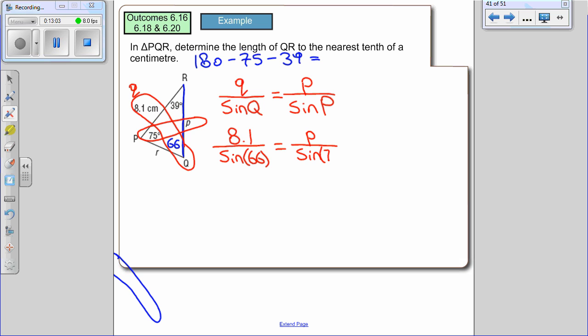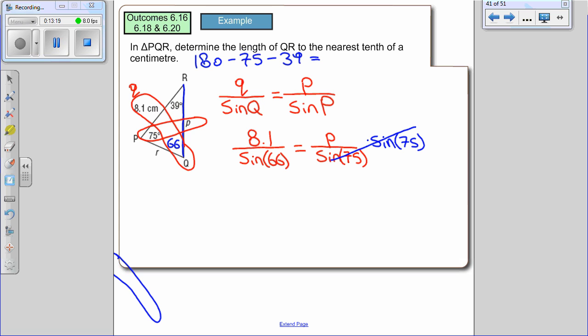If we want to get the p all by itself, what we're going to have to do is multiply both sides by sine of 75. So they cancel out. What you do to one side, you have to do to the other. You punch that thing in your calculator, and that'll give you your answer. So we go sine 75 times 8.1 divided by sine 66, and you get p is equal to 8 point, it says nearest tenth, so 8.6 equals little p. So easy peasy.